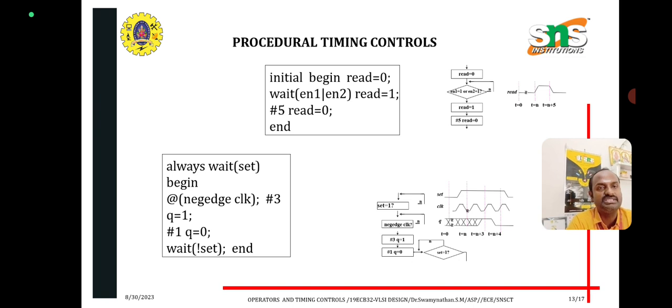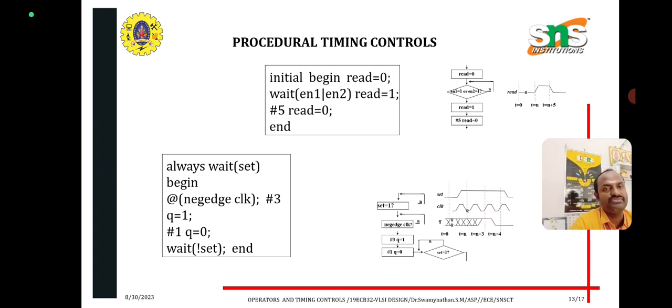Next, the procedural timing controls. We will use initial begin, read is equal to 0, wait for enable or enable 2. So the signal waits for either enable, enable 1 or enable 2. Then again read is equal to 1. Hash 5, so wait for 5 seconds, and read is equal to 0.